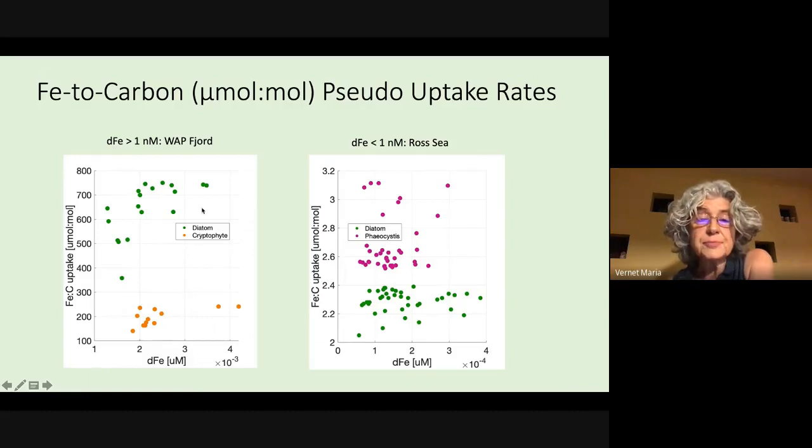And also, the diatoms here in green have a higher iron to carbon uptake than the cryptophytes when in the fjord with high iron, but they have a lower uptake rate in the Ross Sea with low iron. So the plasticity of the diatoms is really something to consider here.